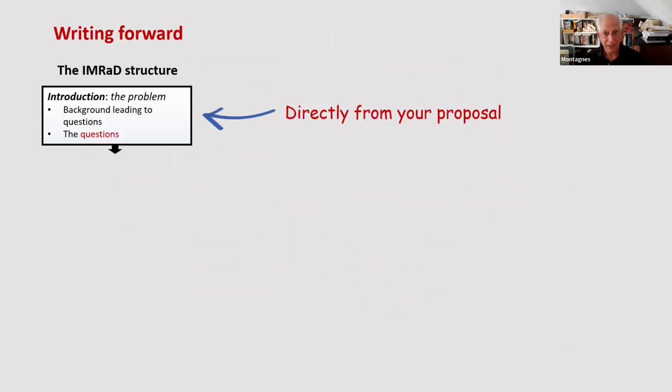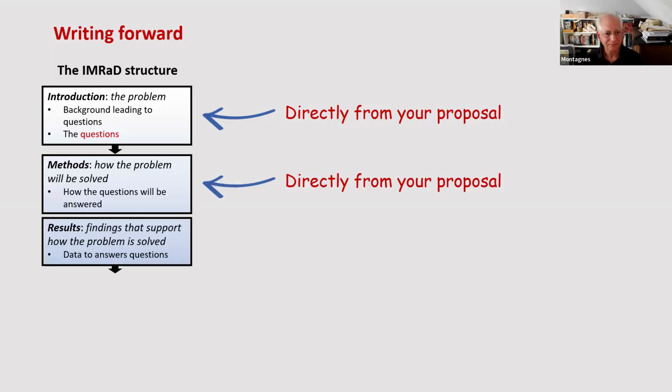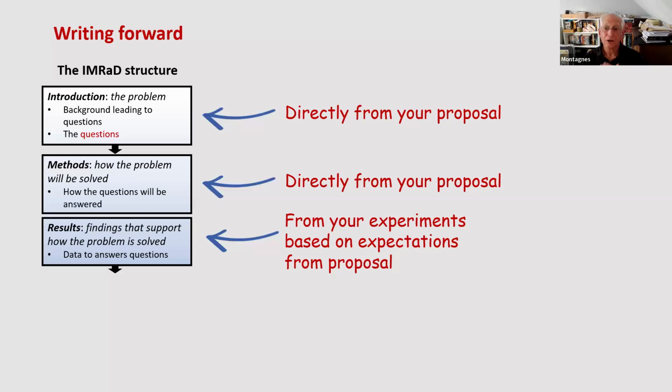If we follow the IMRAD format, the IMRAD structure, the introduction of our paper is directly from our proposal, because we've written out why, we've defended why we need to do the work. We've provided the background for it. We've provided our questions. We're all set with introducing it, and that can go straight into the paper. The methods are straight from our proposal. How we were going to analyze the data, how we were going to collect the data, you can just copy that information and stick it into your paper. The results are presumably what you predicted in your hypotheses, and they're from your experiments that are based on your expectations, again from the proposal, so that should all flow nicely.